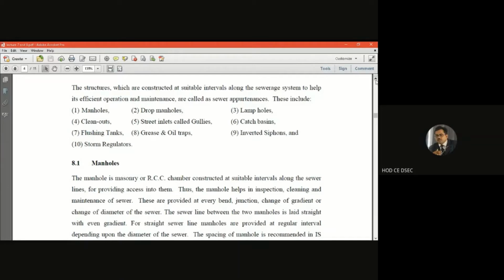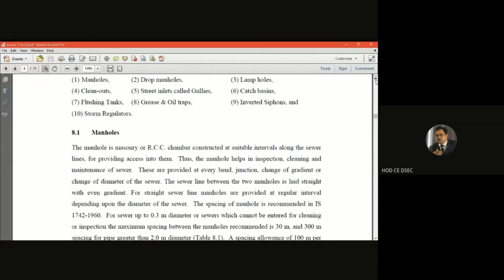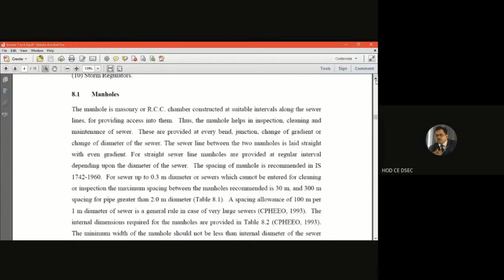First, I will start with manholes, which are very important and fundamental for the operational maintenance of the sewerage system. First, the material of construction: masonry, meaning brick construction, for shallow depth, or RCC for greater depth. The deeper we go in the soil, the lateral pressure of the earth must be carried by the RCC only, because brick cannot take the tension. So for greater depth manholes, we go for RCC, reinforced cement concrete.